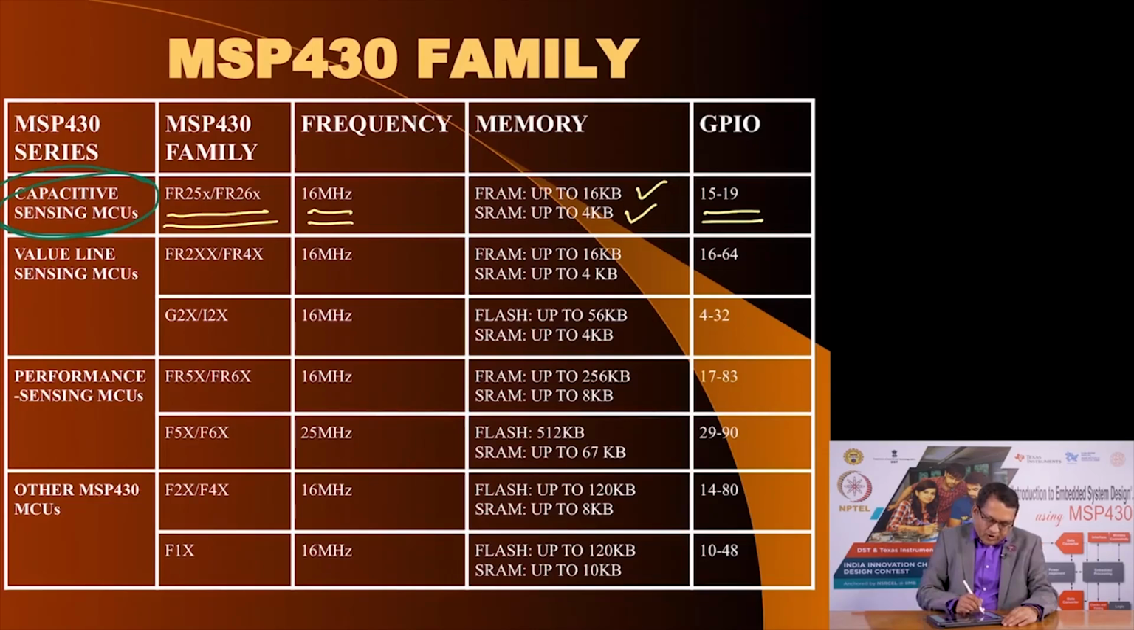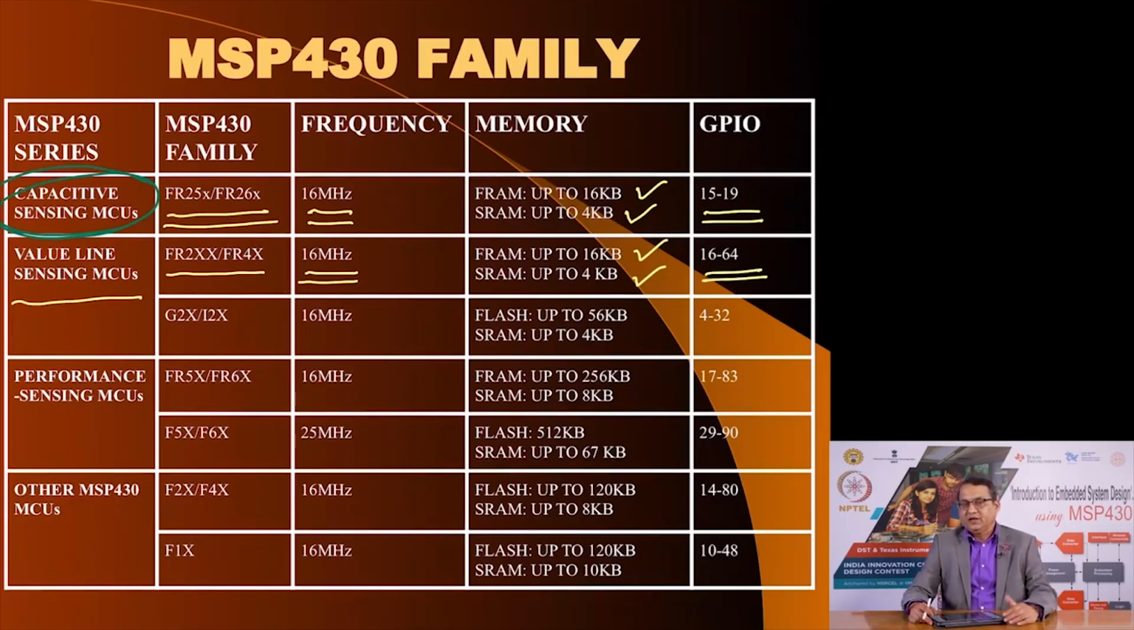Then we have what they call value line microcontroller units, which means one can expect them to be very inexpensive. They have two series for that. One is the FR2XX and the other one is the G2 series. The first series again can be operated up to 16 megahertz. It has FRAM up to 16 kilobytes and SRAM up to 4 kilobytes, and the number of GPIO pins, as you see, is much larger, from 16 to 64 pins you can have.